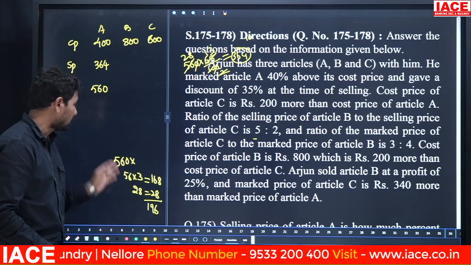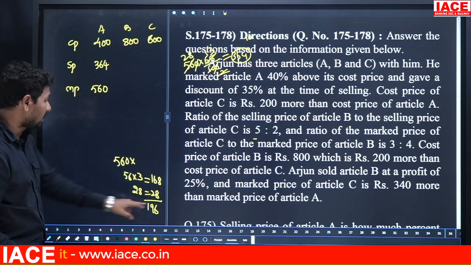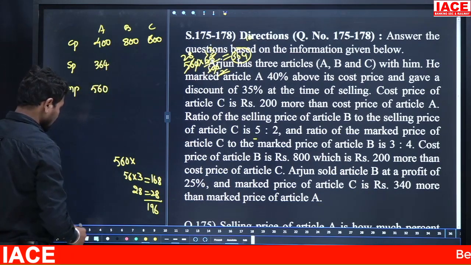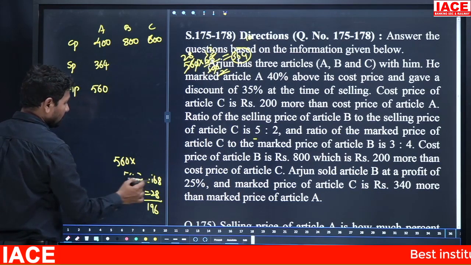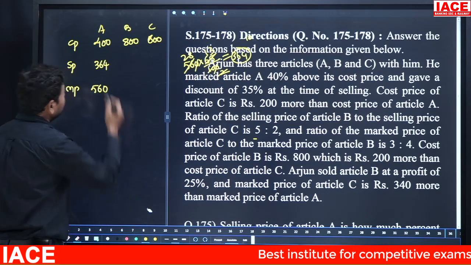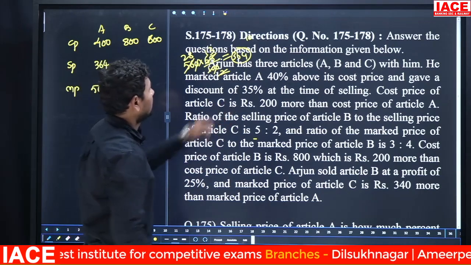Money wise, how much rupees discounted? 196 rupees discounted. In 560, 200 removed, you will get 360, but extra 4 rupees added, you will get 364. Finally, the selling price is 364. So simply go for the next one.